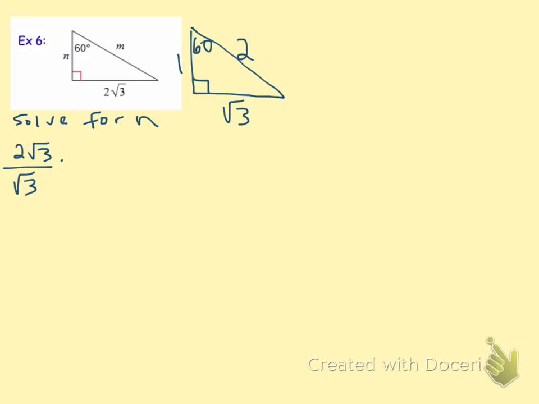2 root 3 over 3 equals n over 1. The 2 root 3 came from the long side of the triangle on the left, and it's over root 3, which is our long side in our similar triangle, and that's equal to our short side on the left triangle, n, over our short side on the similar triangle, 1. These are called similarity ratios.